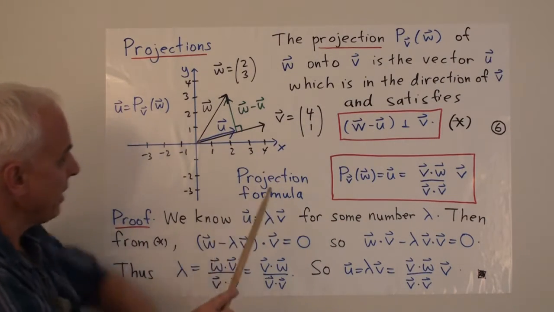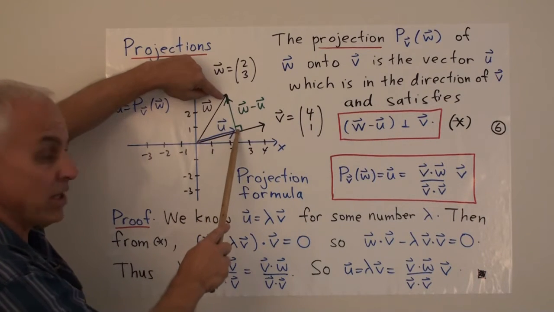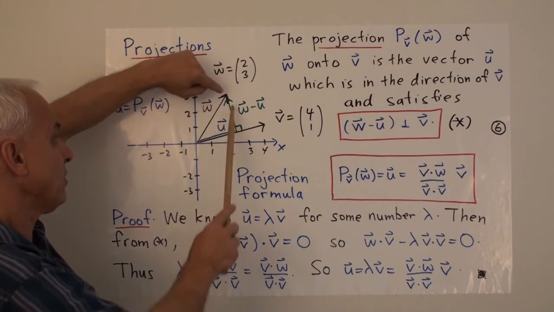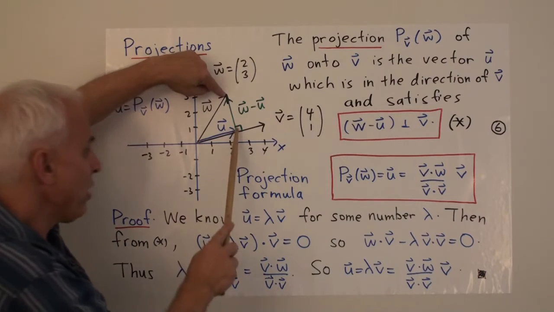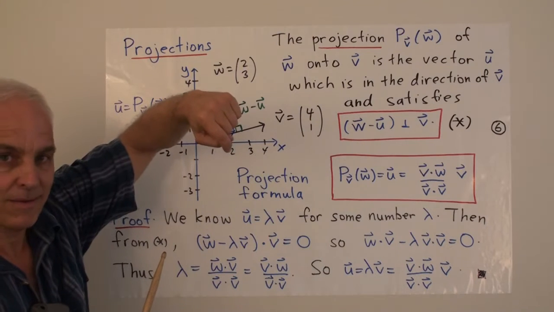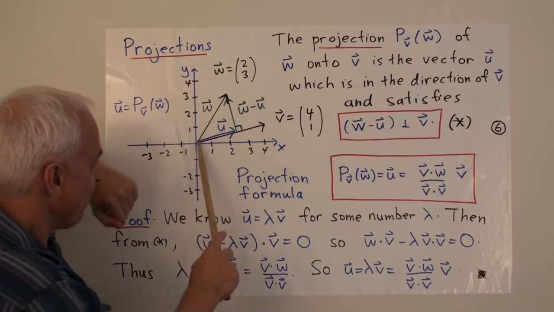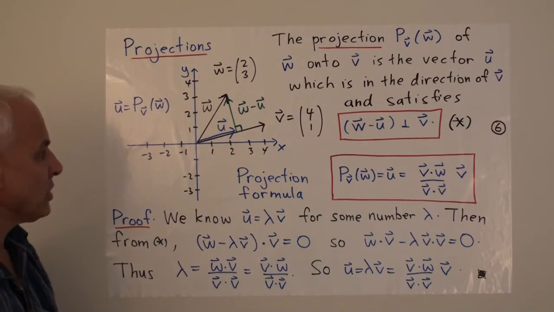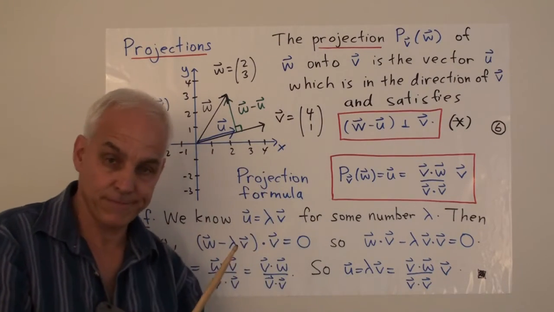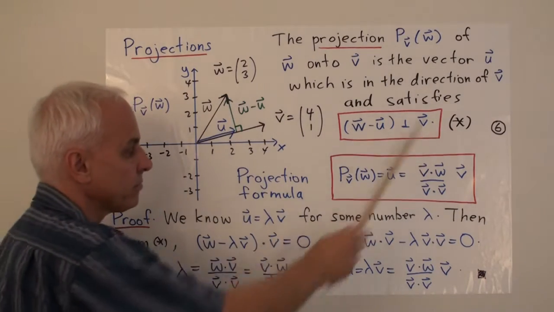In other words, in the diagram, if we join the tip of U to the tip of W, we get this vector in green here, that's the vector W minus U because it goes from the head of U to the head of W. We want this vector here to be perpendicular to the vector V. That's what we mean when we say we're dropping a perpendicular down. So the idea is we want to find a vector U such that U is first of all a multiple of V, and secondly, that this condition is satisfied. Let's call it star.